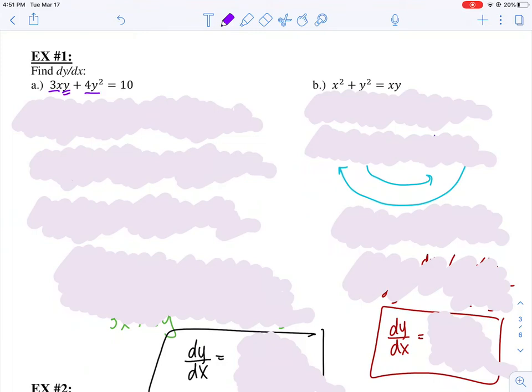Find the derivative of this second term and then find the derivative of 10. Make sure that you find the derivative of each piece separately, and if you're finding the derivative of y, make sure you add that dy dx. Try it and see what you get.